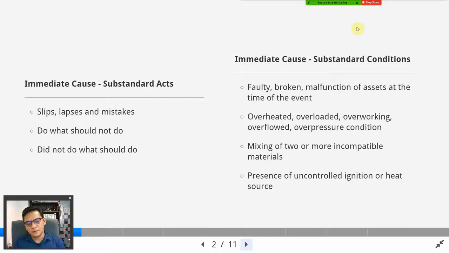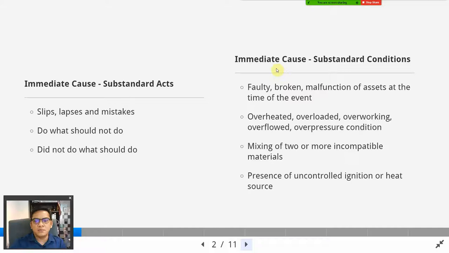And there is also substandard condition. Like the example that I've just given, there are two. One is the act, one is the condition. The act is lighting your cigarette. And the condition is the flammable atmosphere. So the combination of both created an event, which is the fire. So it might be a combination of act and condition, or it might be only act, or only condition. So you have to look at it case by case.